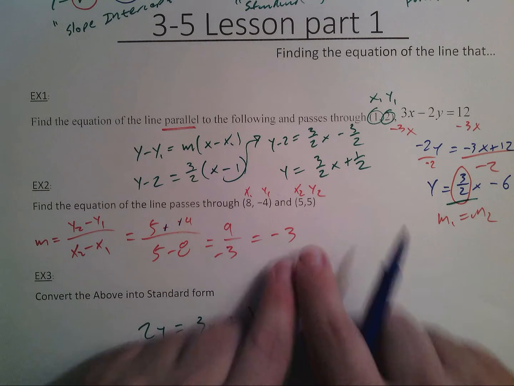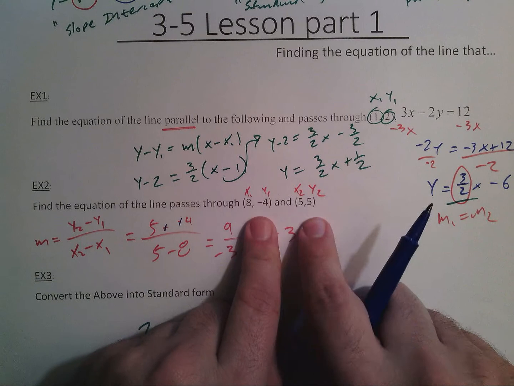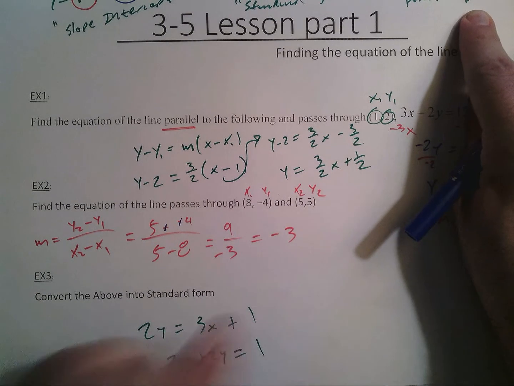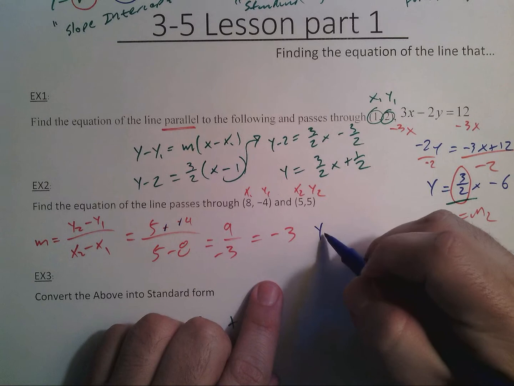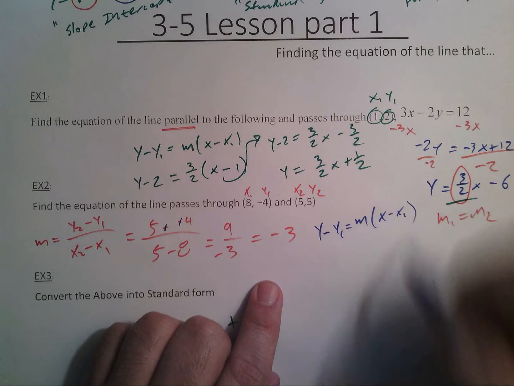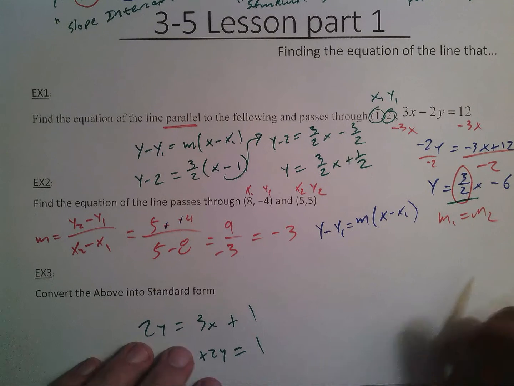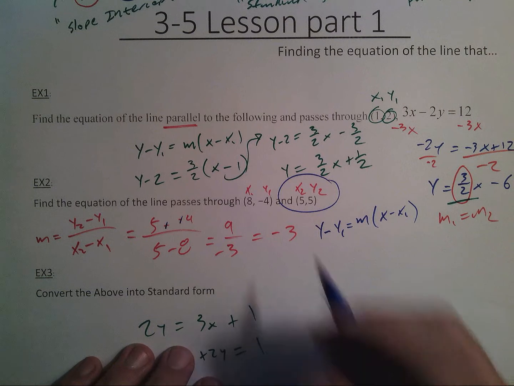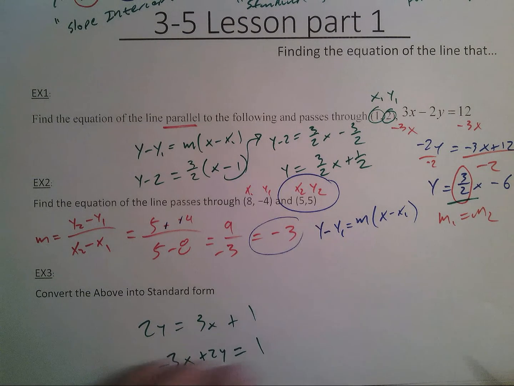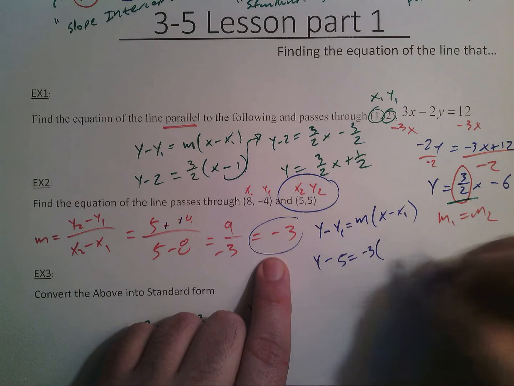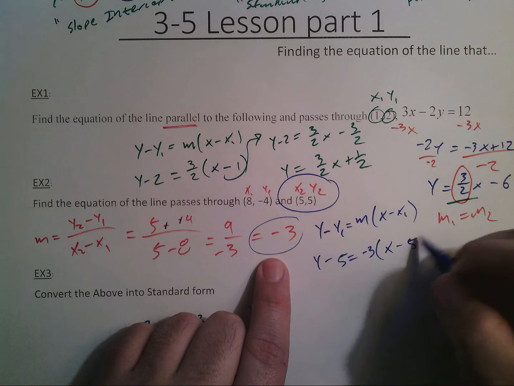Now that I know the slope, I can use either one of these points and plug it into point-slope form to get the equation in point-slope form. Y minus y1 equals m times x minus x1. Plugging in the information I have, I'm going to use this for my x1 and y1. I like the 5's better. There's no negatives I don't have to carry. And my slope is negative 3. So it's going to be y minus 5 equals negative 3 times x minus 5.